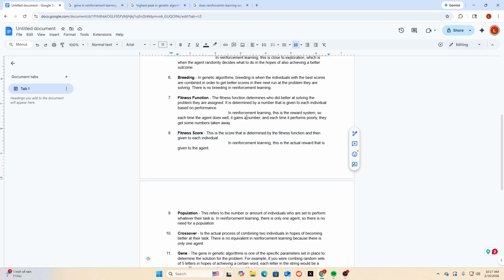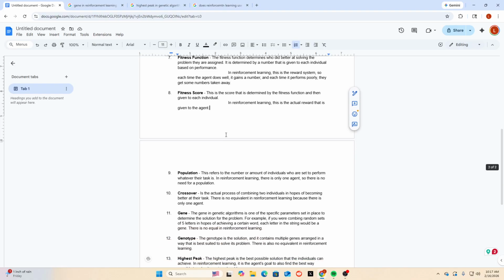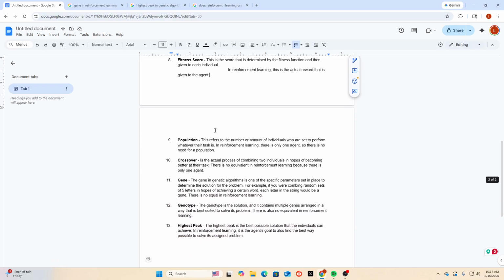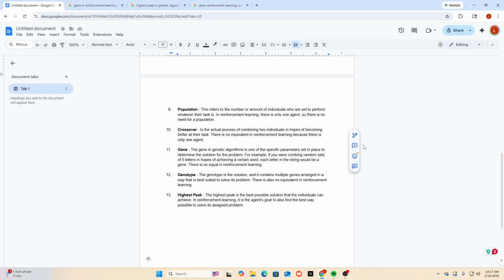For reinforcement learning, this is just like the reward system and then the actual reward. And the reward, I mean, it literally almost means the same exact thing. The better you do, the better reward you get. The worse you do, you lose reward. And then population. In genetic algorithms, there are multiple individuals who are trying to solve the problem. So that's referred to as the whole population whenever there's multiple of them. And in reinforcement learning, there's just one agent, so the population is almost always one.